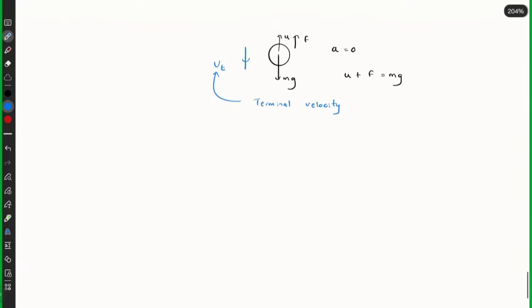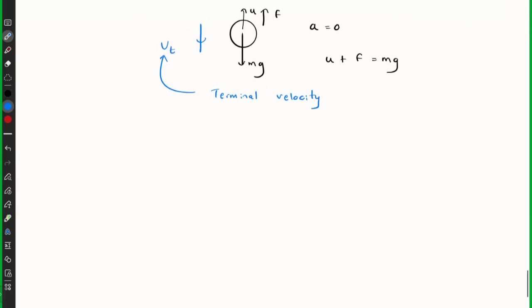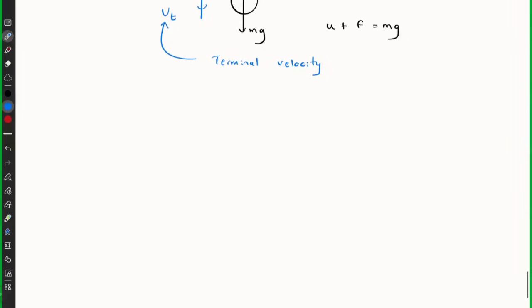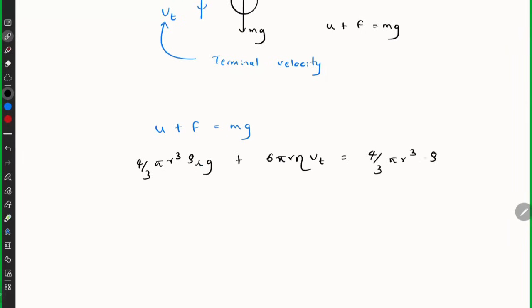That is the idea. But now listen carefully. Pay a lot of attention to this, right? We are going to derive an equation. Now, you know U plus F equals mg. What is upthrust? 4/3 pi r cube rho liquid g plus viscous force 6 pi r eta vt. What's vt? Terminal velocity. That's equal to weight mg, right? So what's the weight mg? 4/3 pi r cube rho object, density of the object, multiplied by gravity.